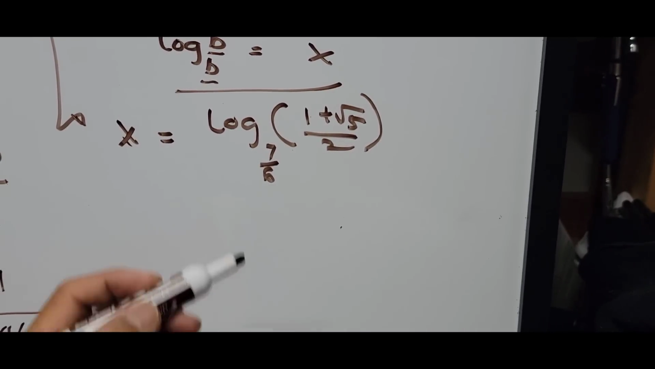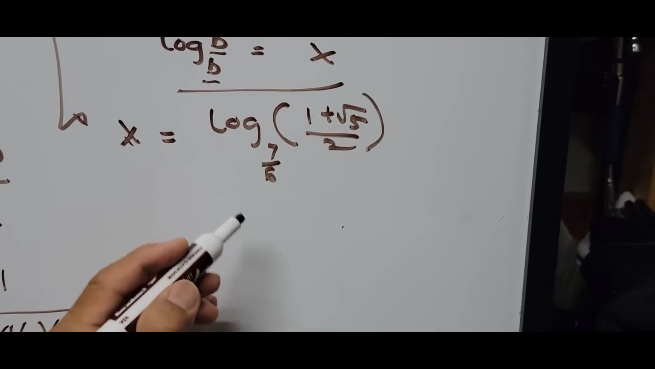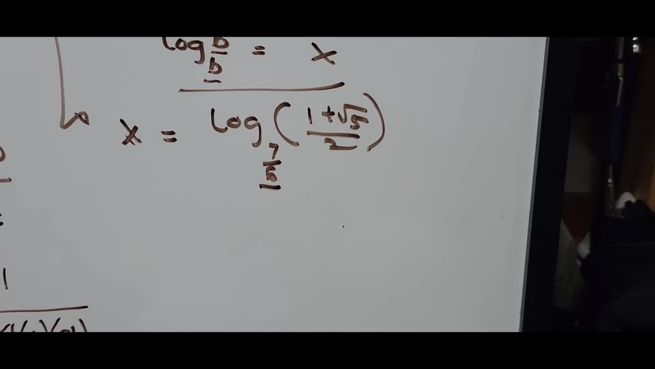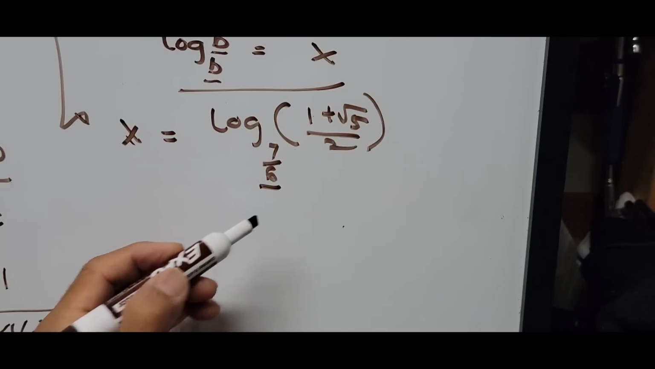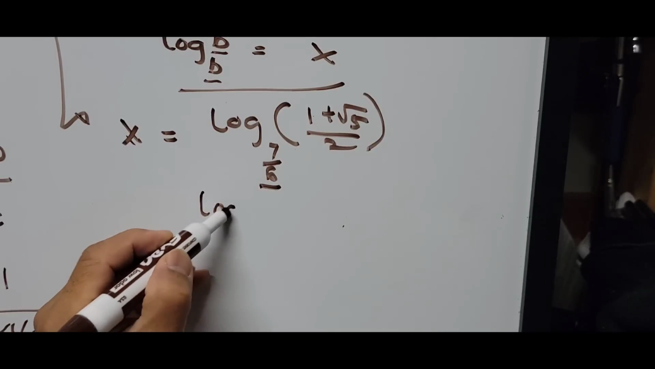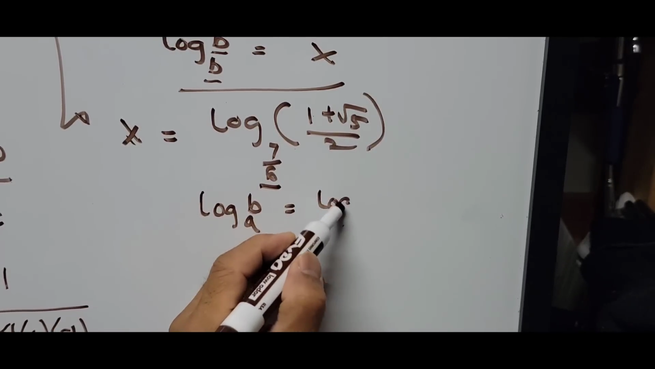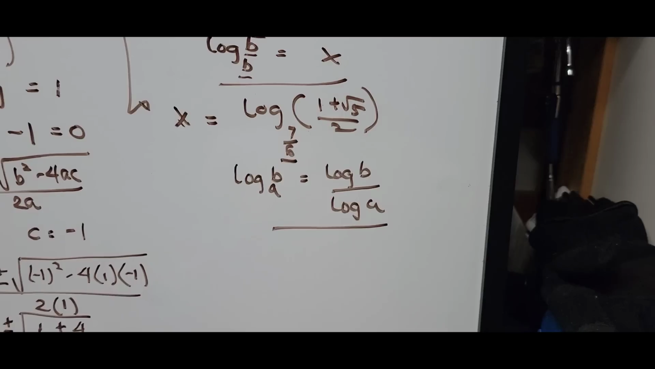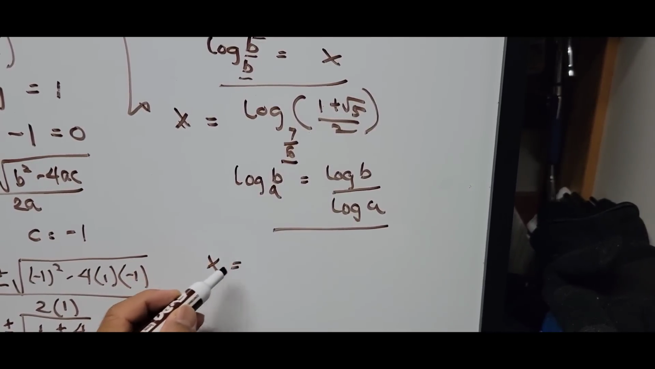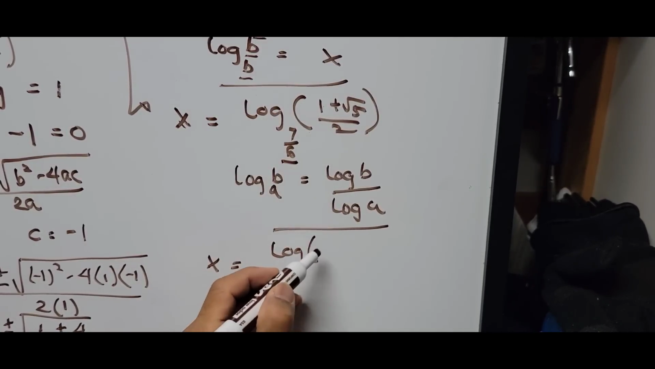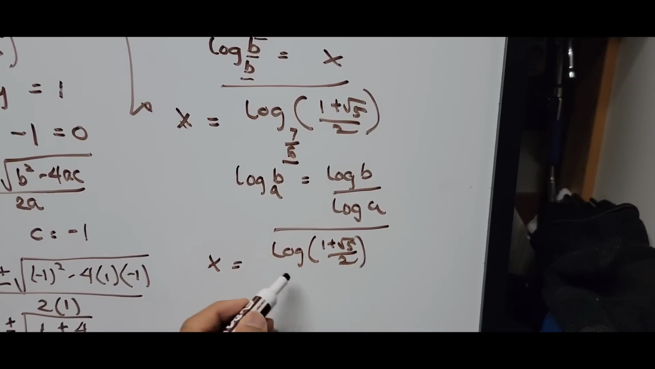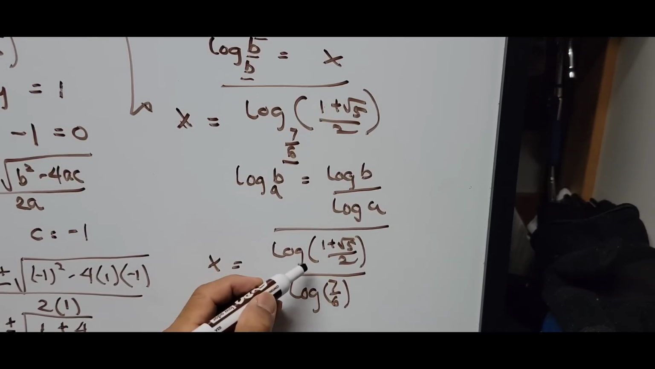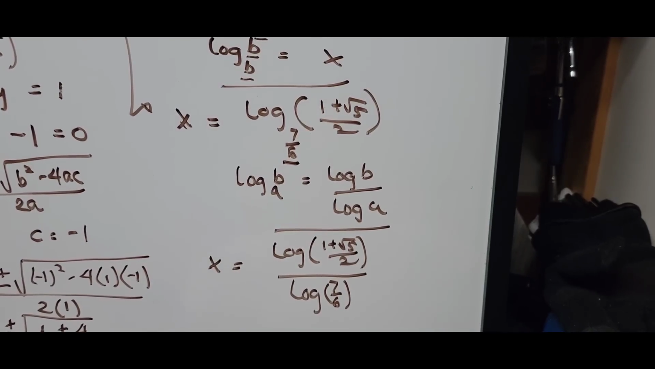So from this point, if you notice, the base is in the form of a fraction, 7 divided by 6, and we don't have a fractional base like 7 over 6 in the calculator, but we have logarithm base 10. So we're going to use the change of base formula for the logarithm: log of b to the base a equals the logarithm of b divided by the logarithm of a. So the value of x is the logarithm of (1 + √5)/2 divided by the logarithm of 7/6, and this is base 10. All right, so this is now our final answer.